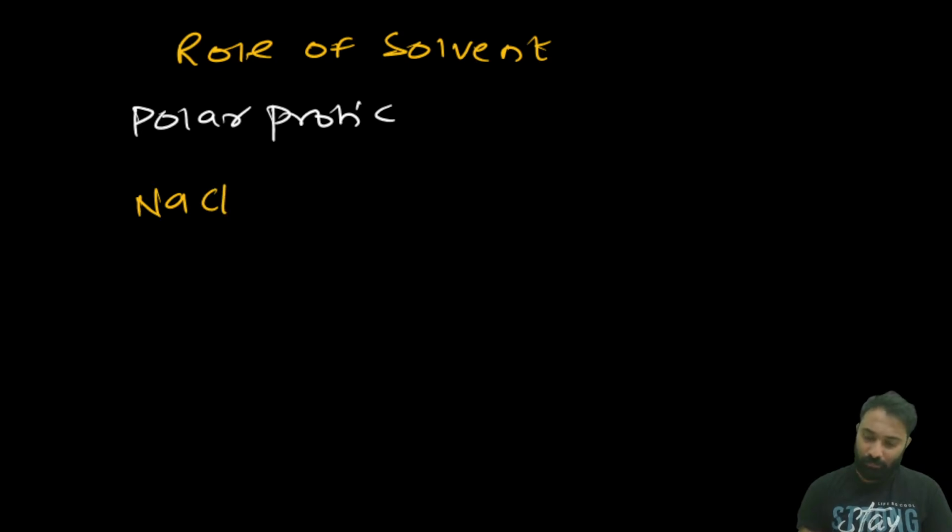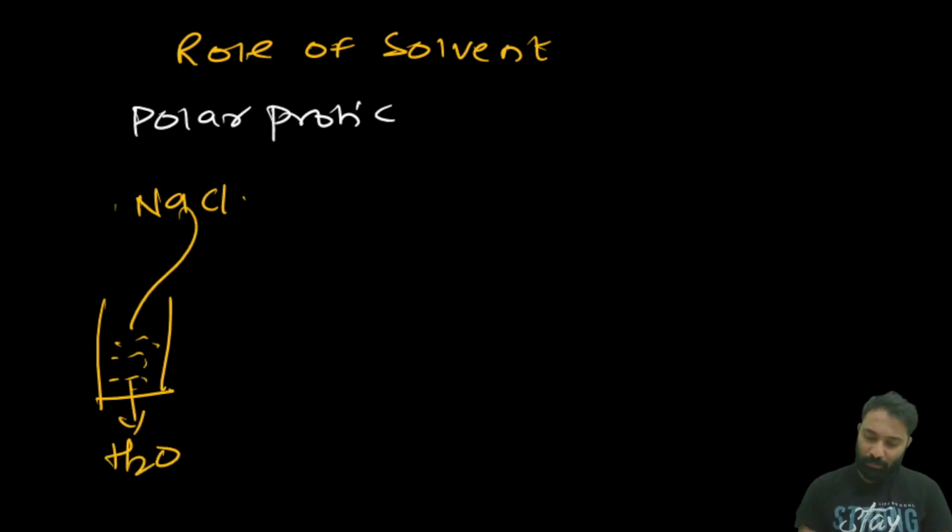H2O. Now, in this polar protic solvent, let's suppose this is H2O, a polar protic solvent. If I add NaCl to this polar protic solvent, what will happen? Now we'll see. This NaCl will be dissociated in this manner.